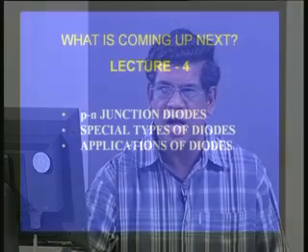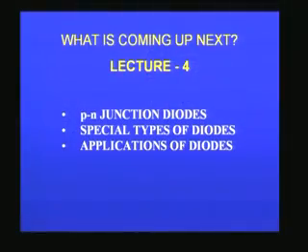Capacitors and resistors are very useful in several electronic circuits, and in the next lecture we will try to look at a new type of device, which is the p-n junction diode, and special types of diodes and applications of diodes we will see.